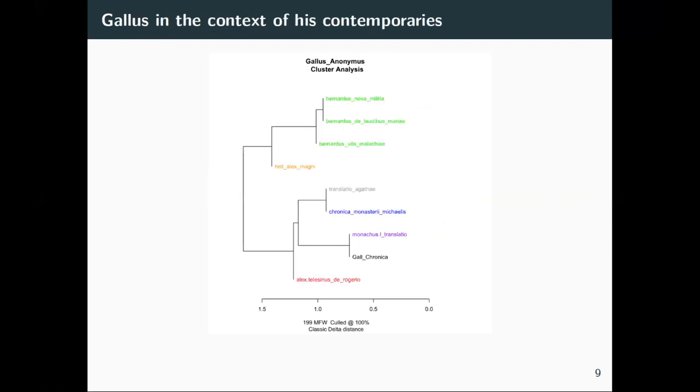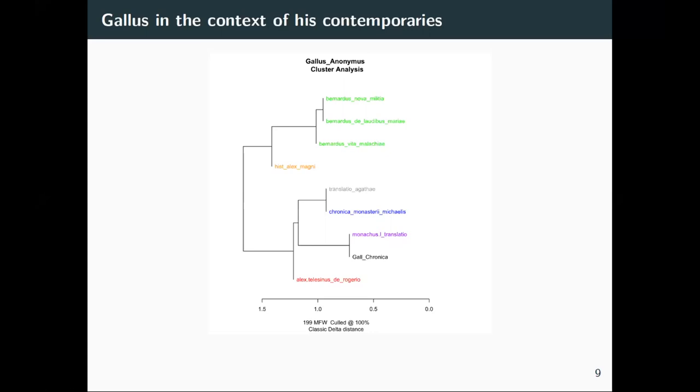And let's come to the main question: who is the author of that chronicle, or is Gallus Anonymous identical with the monk of Lido? And here is a bunch of about 13 texts by contemporaries. And as you can see, Monachus and Gallus with his Chronica Polonorum are being kept together. And no matter what kind of parameters I use, these are always kept together.